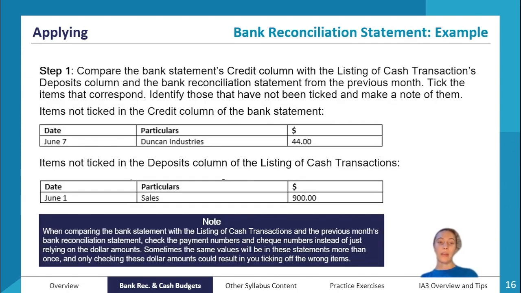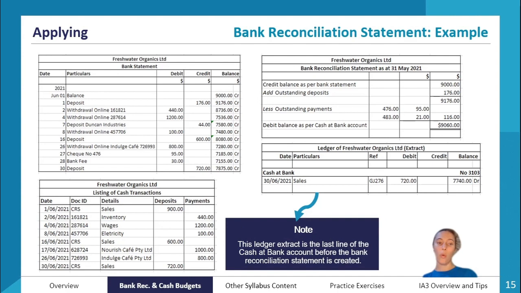Now let's have a look at the other one. So we've got items not ticked in the deposits column of the listing of cash transactions. We've got sales for $900 on June 1. So this time, if we look at that bottom chart there, listing of cash transactions, the first transaction there is sales for $900, like we just saw, but that isn't included in the bank statement.